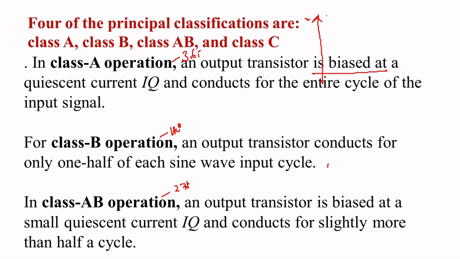Consider your output characteristics, that is IC versus VCE. For a MOSFET, it would be ID versus VDS. This is a load line. If you want a class A amplifier, your output transistor is biased at the quiescent point and conducts for the entire cycle of the input signal. That means you should choose your quiescent point exactly in the central region between the non-saturation region and the saturation region.